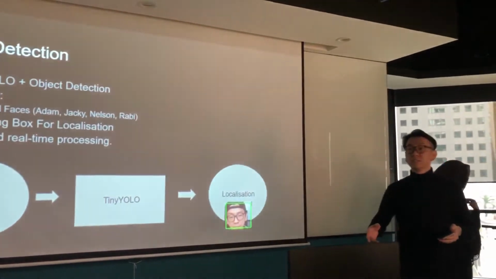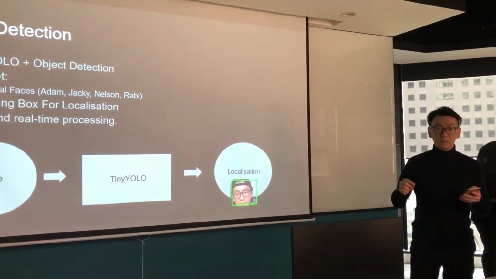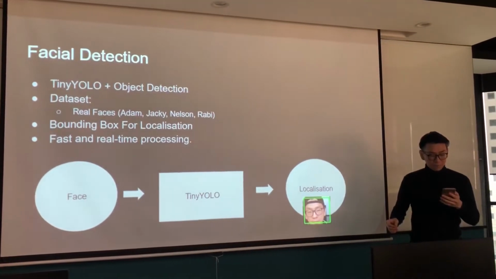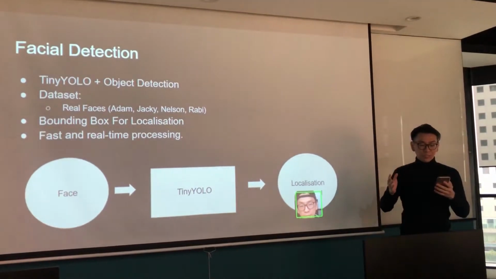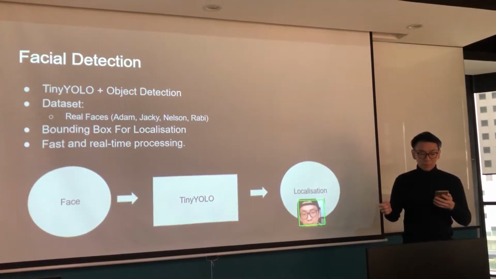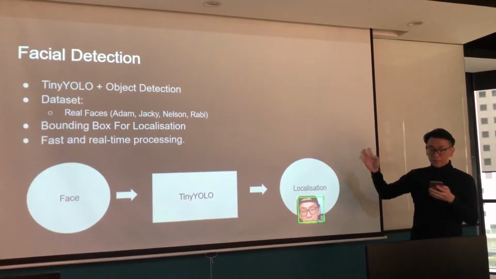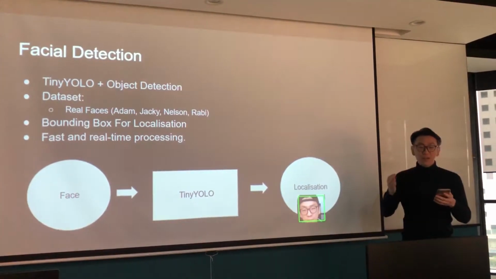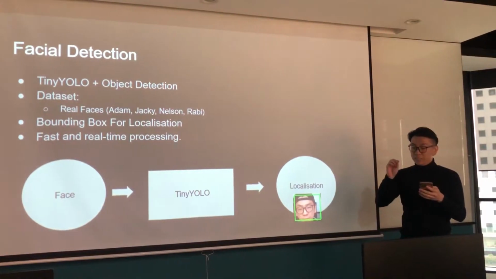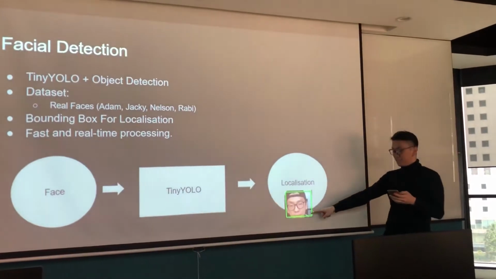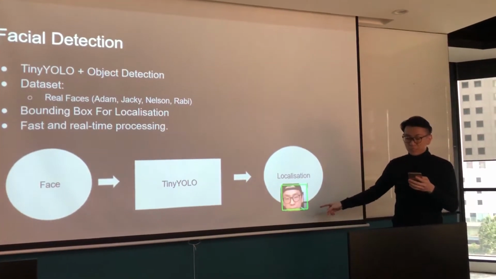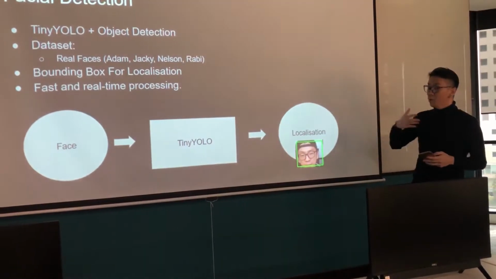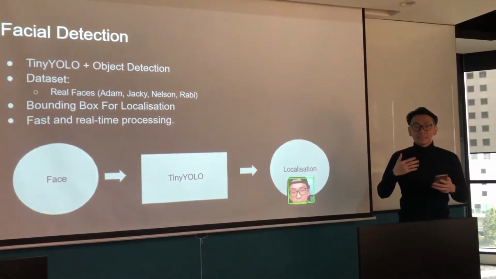So let us discuss the system architecture. There are two networks used in this system, namely facial detection and facial recognition as the subsystems. We are using Pioneer YOLO for the facial detection. So why are we using this? This is because YOLO is fast for real-time processing, and once it detects the face, it will have a bounding box around it. This is what we call localization. And as for the facial detection training, we are using our own photos as the data set.